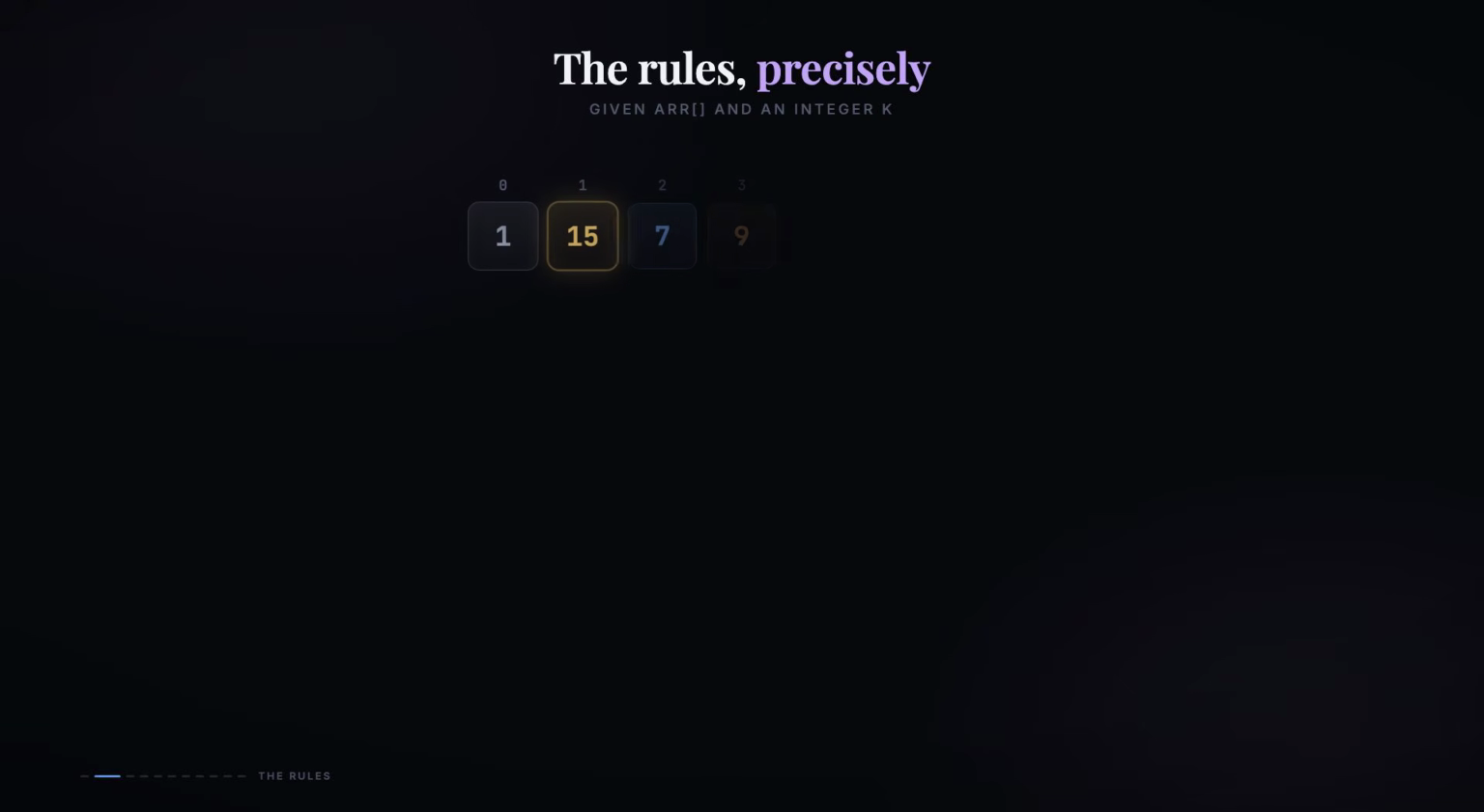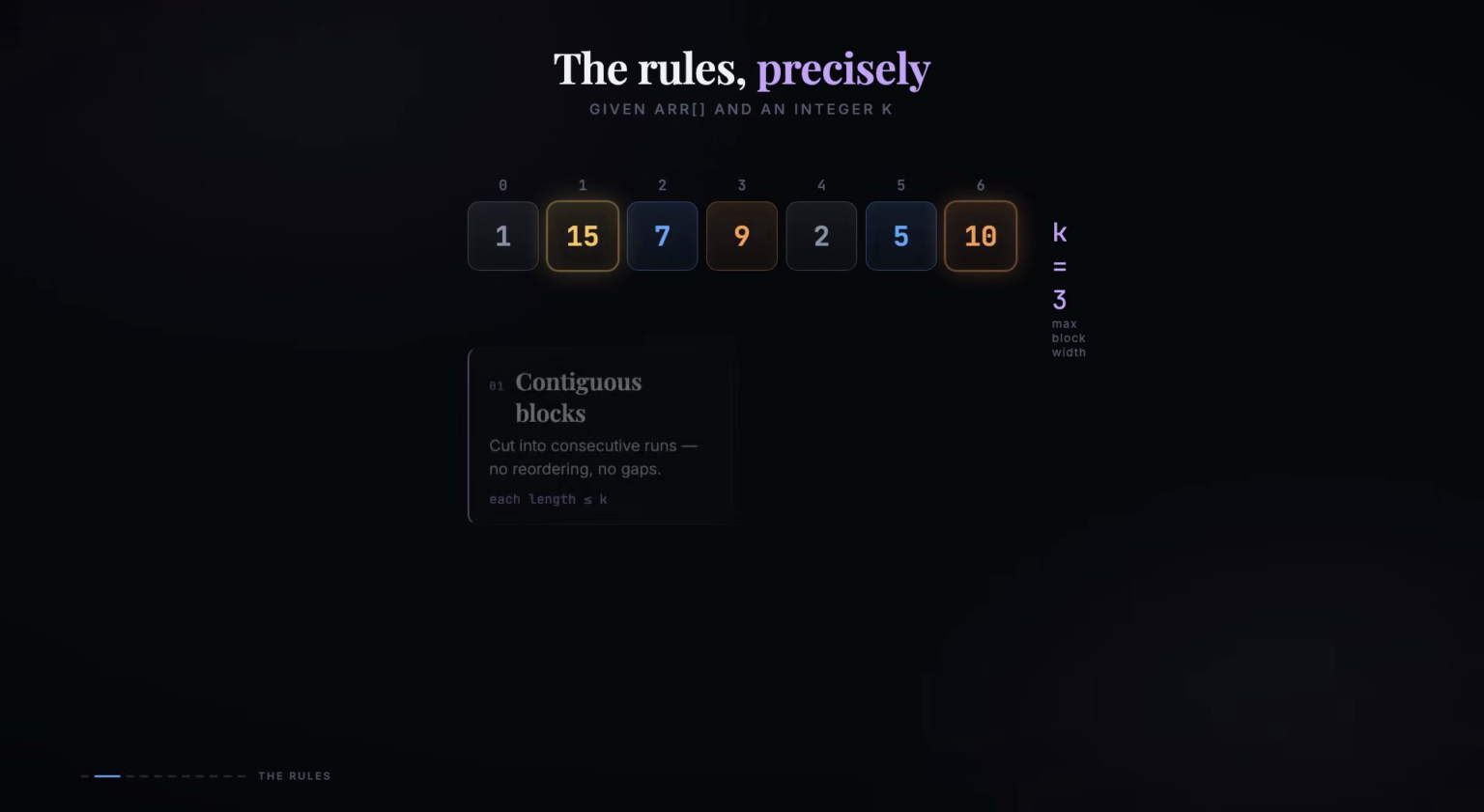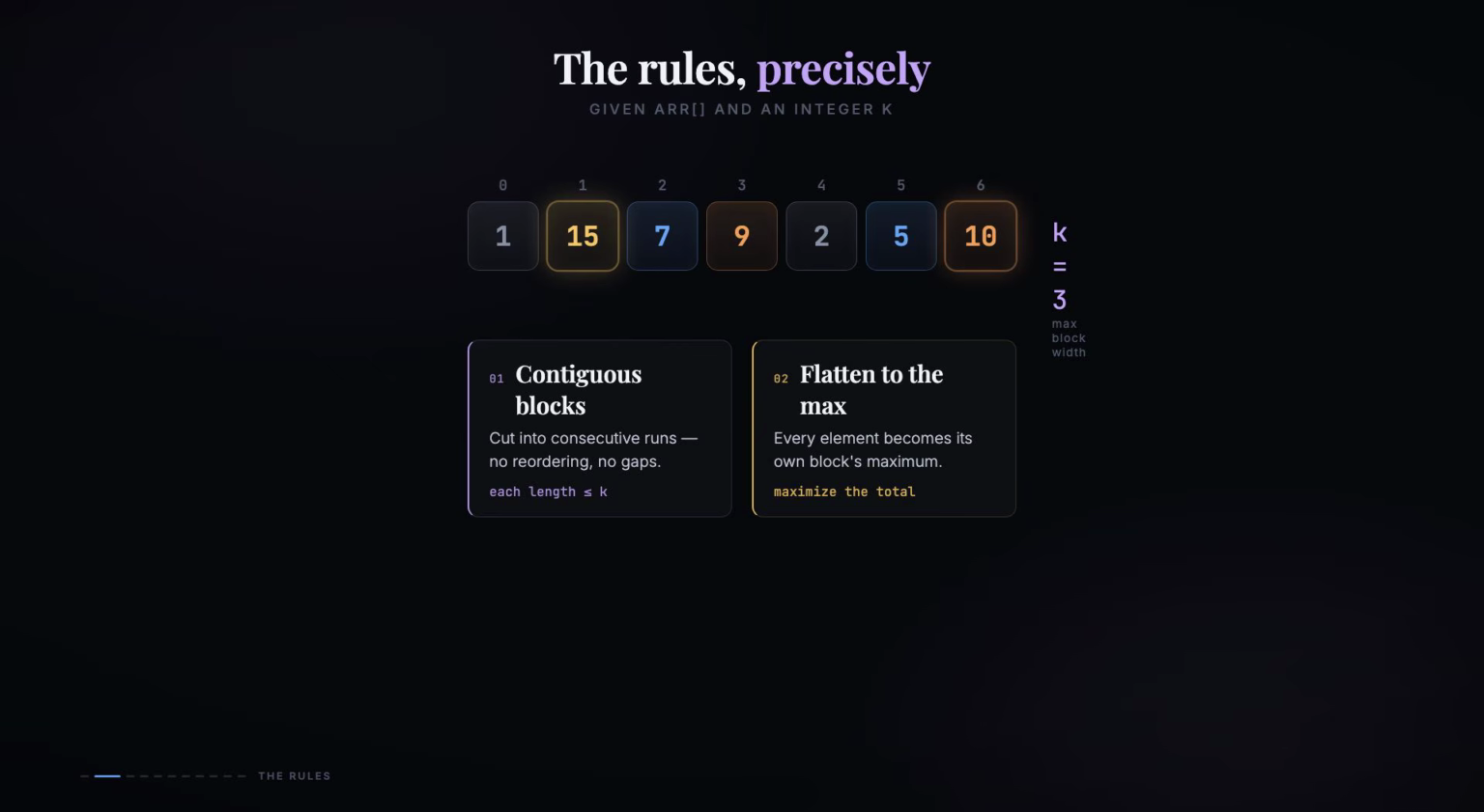Here are the rules precisely. You are given an array and an integer k. Partition the array into contiguous subarrays, each of length at most k. Every element in a block is replaced by that block's maximum. Maximize the sum of the resulting array.